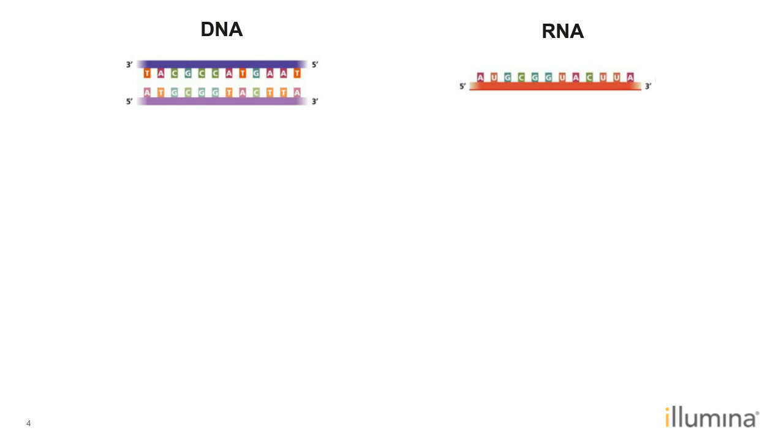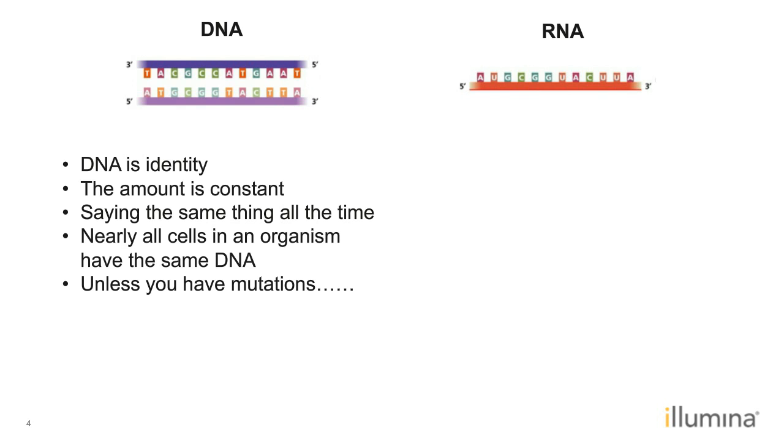So when we think about RNA, it's often good to think about it in contrast to DNA. DNA is double-stranded, RNA is single-stranded. DNA also shows identity. The amount that is in a cell almost always, it's consistent. It's saying the same thing at the same time. Typically, all cells in an organism will have the same DNA, unless you have a mutation such as in cancer.